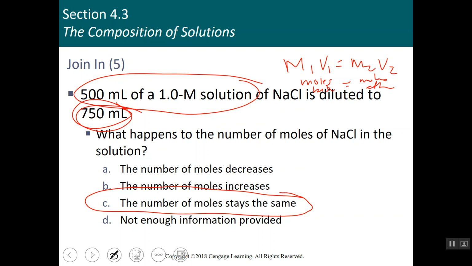Okay. All right, that concludes lesson 4.3. We're going to start looking at chemical reactions, and we're going to move into the stoichiometry of chemical reactions after that.